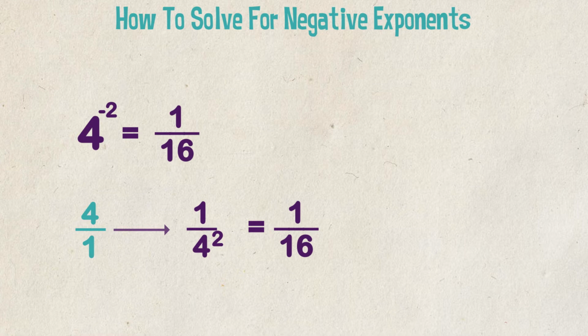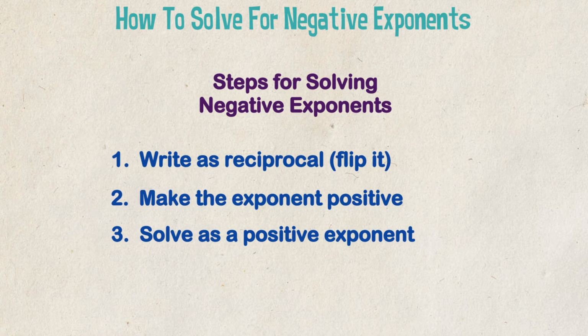Now that wasn't that bad, was it? Just remember, when you have a negative exponent, you flip the number or write the reciprocal, change the negative index to a positive number, and you solve.